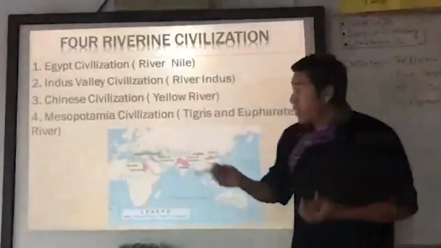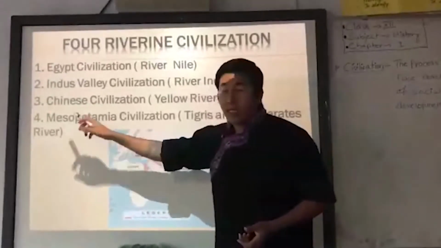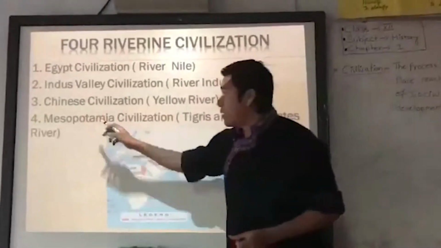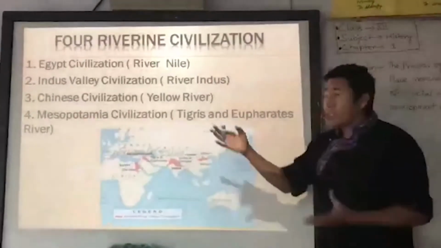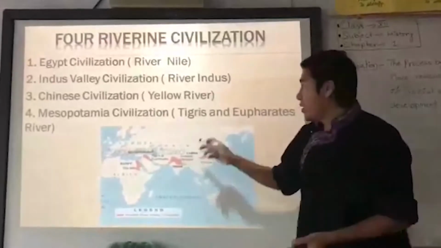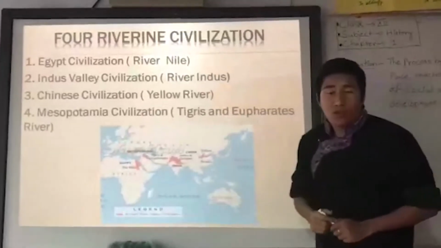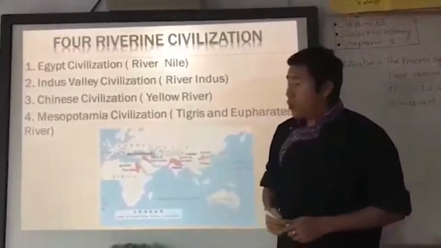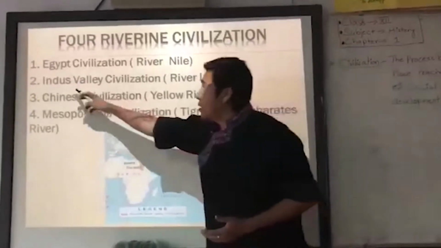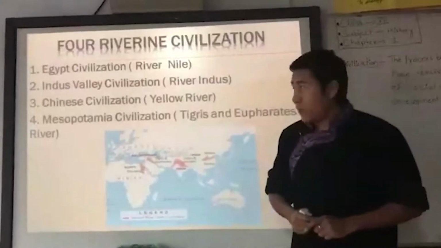The name Mesopotamia itself was derived from a Greek word. Meso means middle and Potamia means river. So it started between the 2 rivers, the Tigris and the Euphrates. These are the 4 different civilizations, and we are going to discuss the Indus Valley civilization.